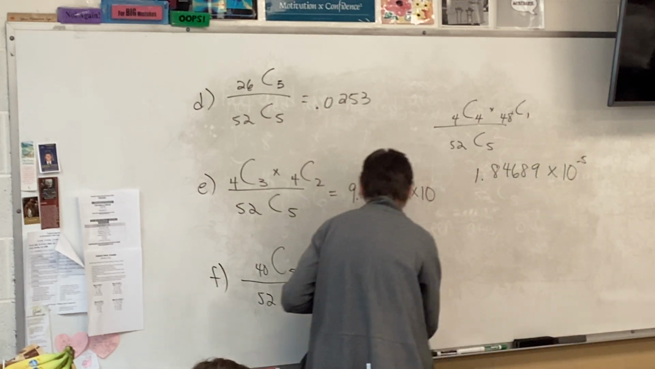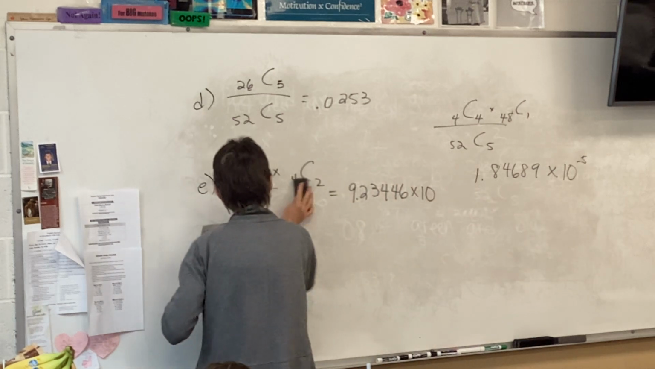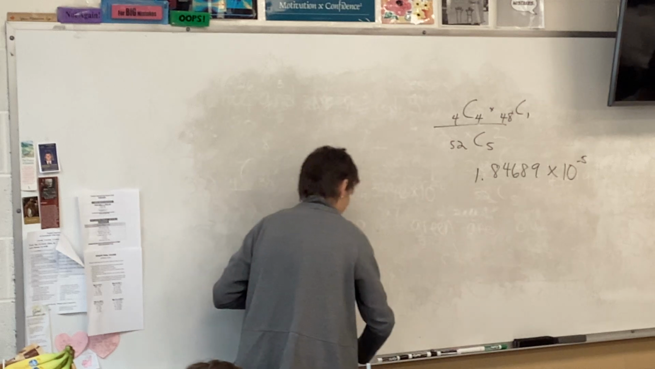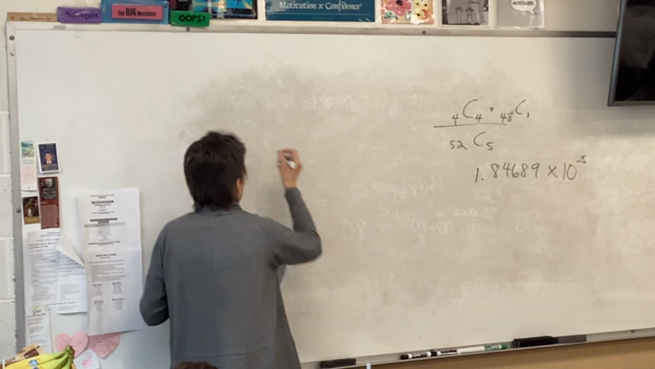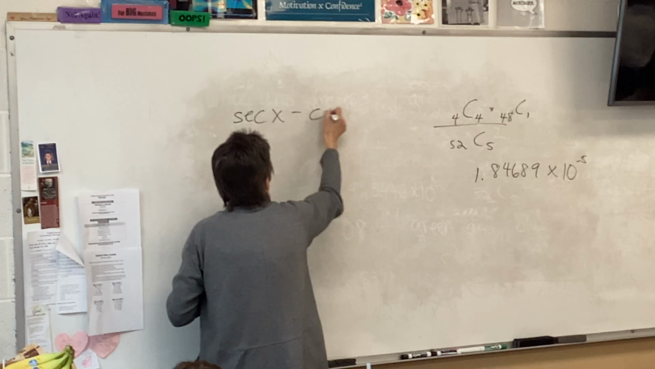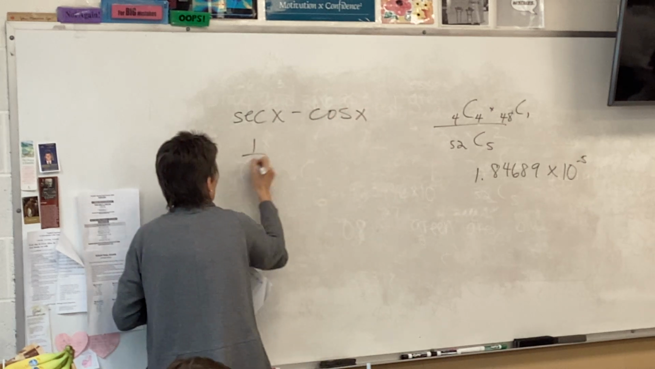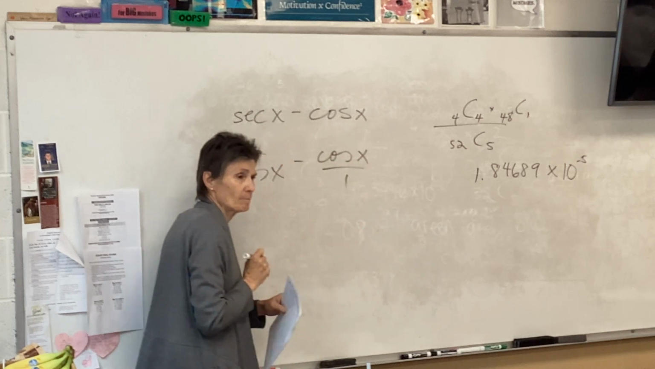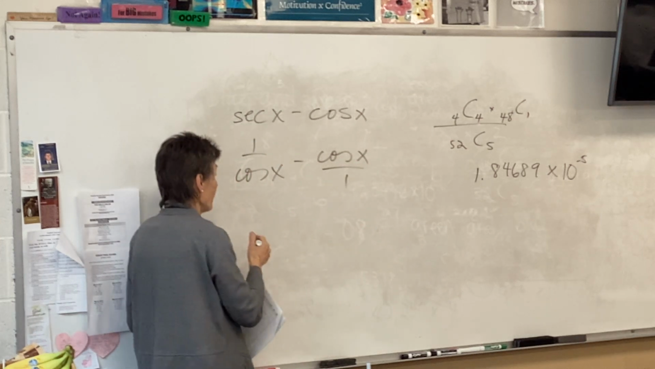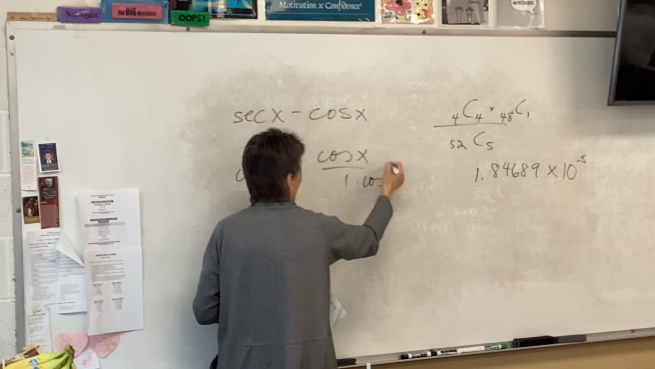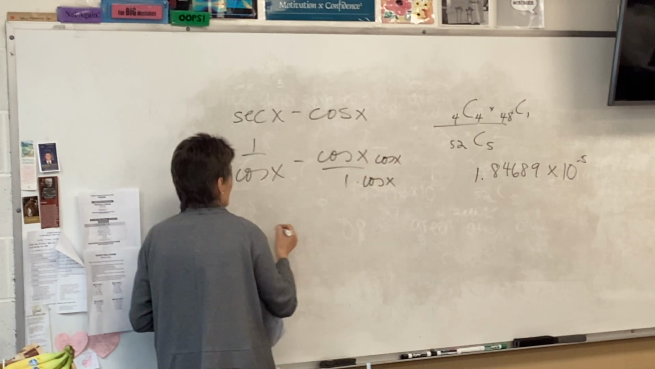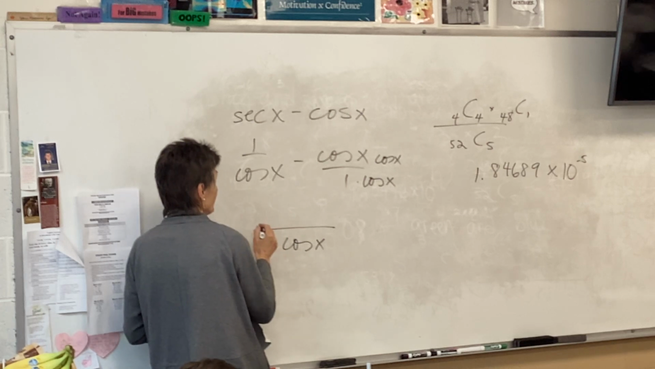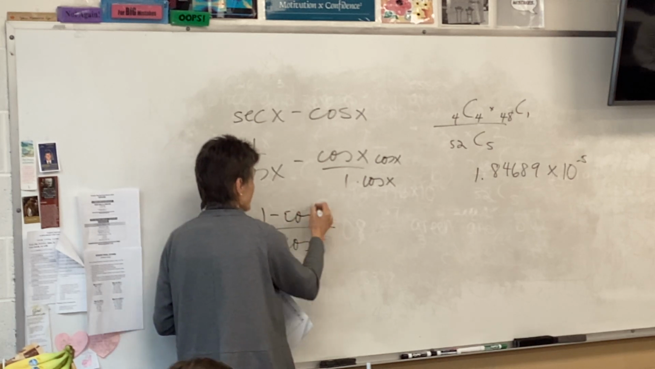So the original problem was secant minus cosine. So what's secant? Yeah, so secant is 1 over cosine. And now I am going to subtract these, so I'm going to get a common denominator. So this one needs to have a cosine. So now my denominator is cosine, and my numerator is 1 minus cosine squared.